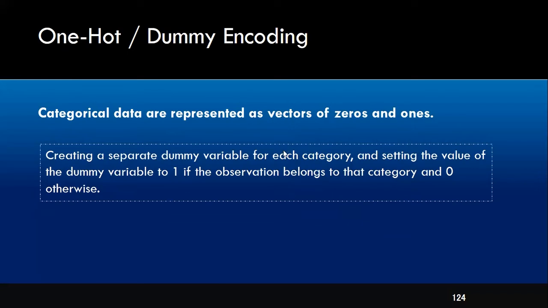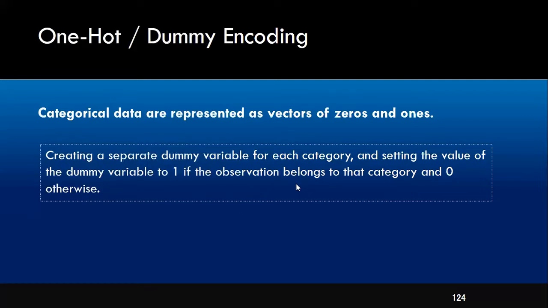The categorical data are represented as vectors of zeros and ones. You create a separate dummy variable for each category, setting the value of the dummy variable to 1 if the observation belongs to that category, and 0 otherwise. So when can we use this one?